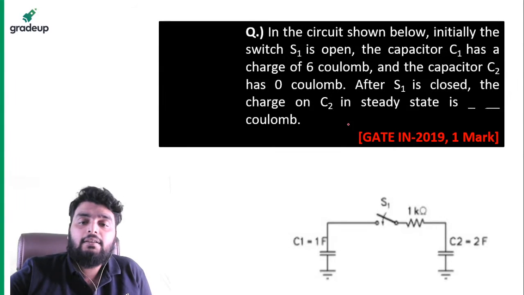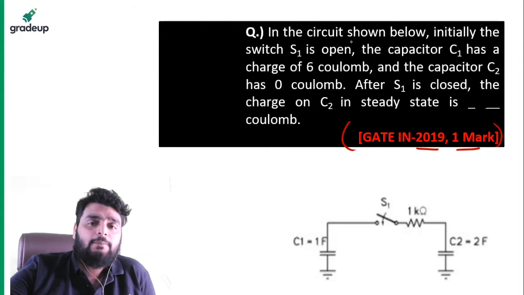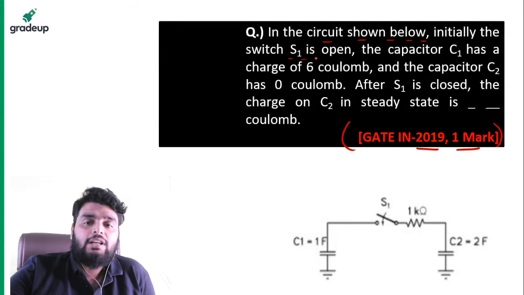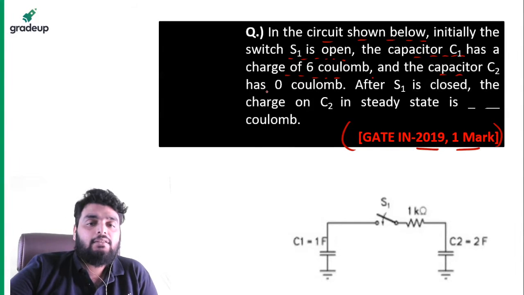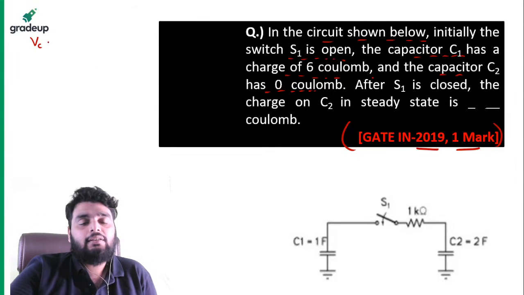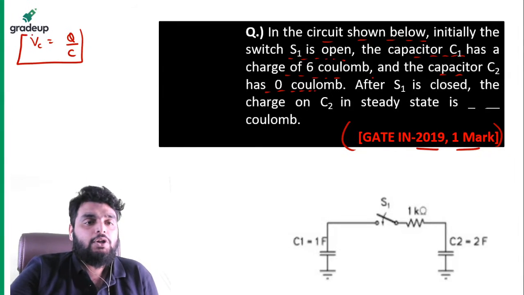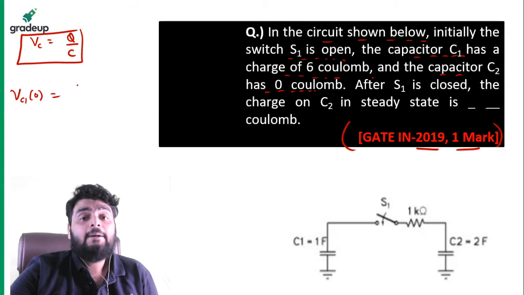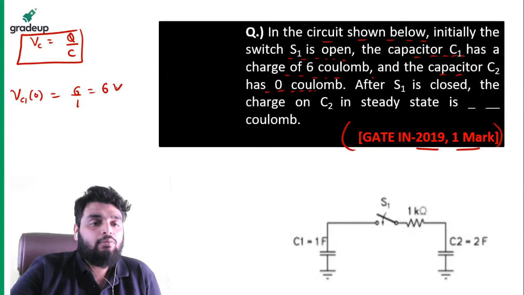So you can see here, this is the GATE Instrumentation Exam 2019, a 1 mark question. What is given in the question? In the circuit shown below, initially switch S1 is open. The capacitor C1 has a charge of 6 coulomb and the capacitor C2 has a charge of 0 coulomb. So I know that the voltage across the capacitor is equal to charge divided by capacitance. Yes or no? This particular equation I know, right? So the initial voltage across capacitor C1 will be the charge it has, 6 coulomb, divided by the capacitance, which is 1, equal to 6 volt.